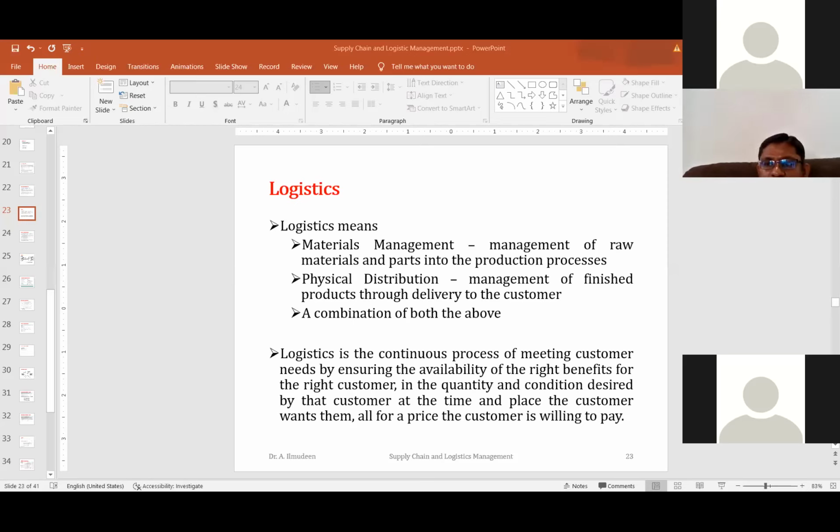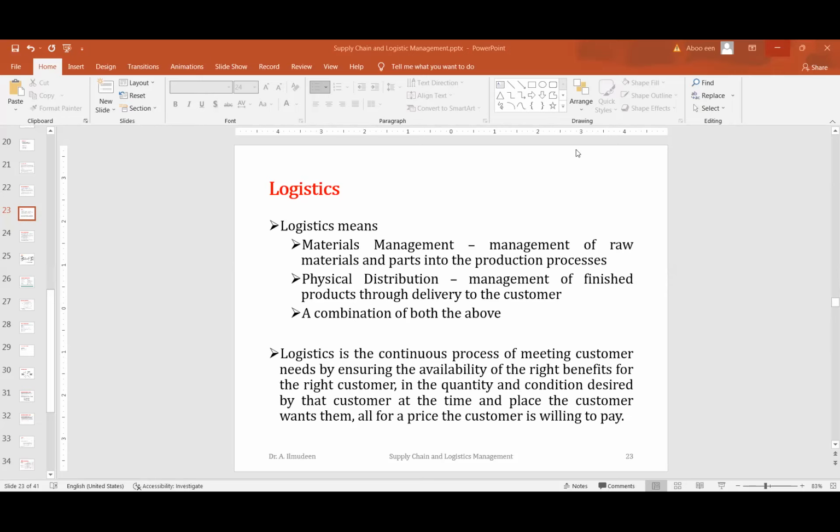Can you see the screen? Hello, can you see my screen? Yes, sir, it's visible. Okay, great.